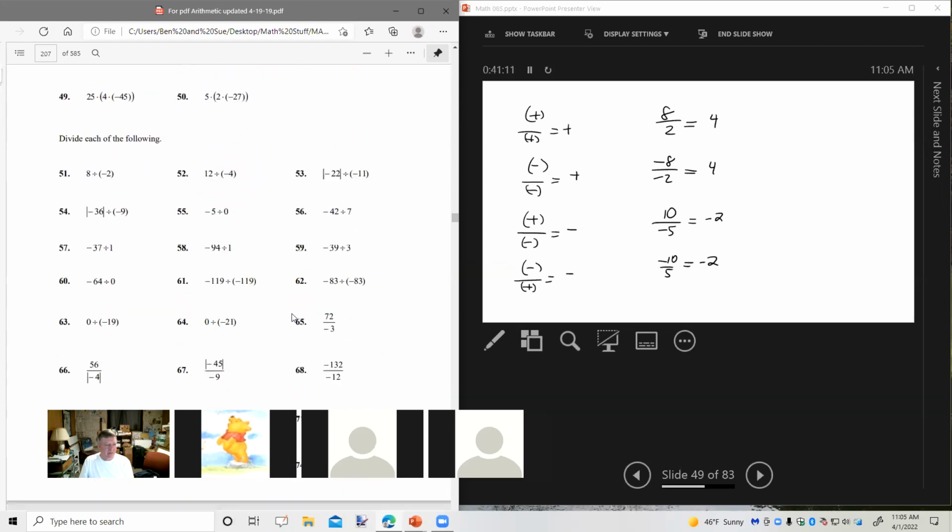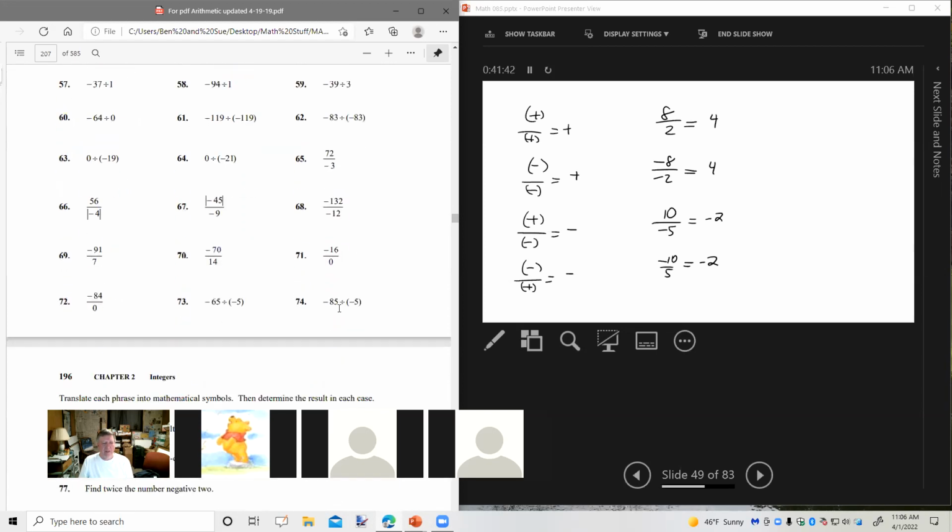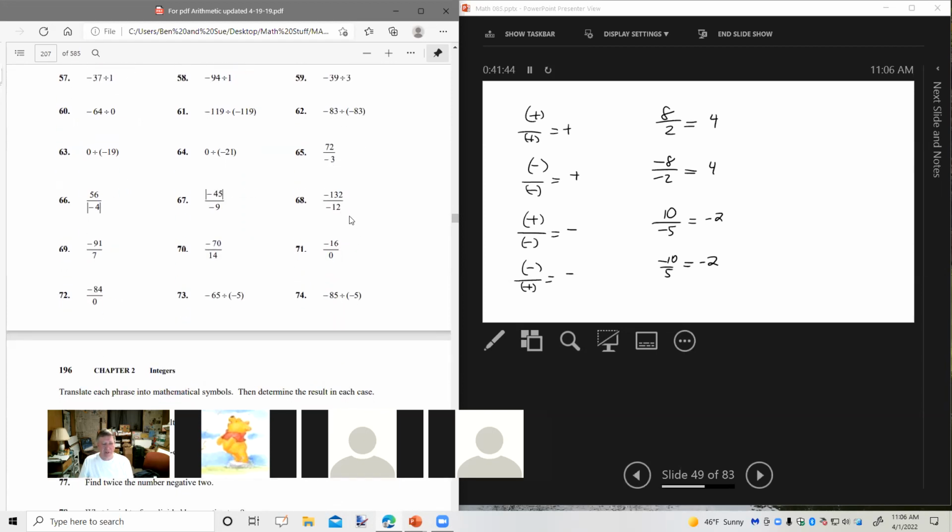Okay. All right, let's go back here. Let's look at division. 8 divided by -2. Would the answer be positive or negative? It would be negative. How about number 61? Negative divided by negative, the answer would be positive. How about 65? Positive divided by negative would be negative. 68. Negative divided by negative would be? Positive.